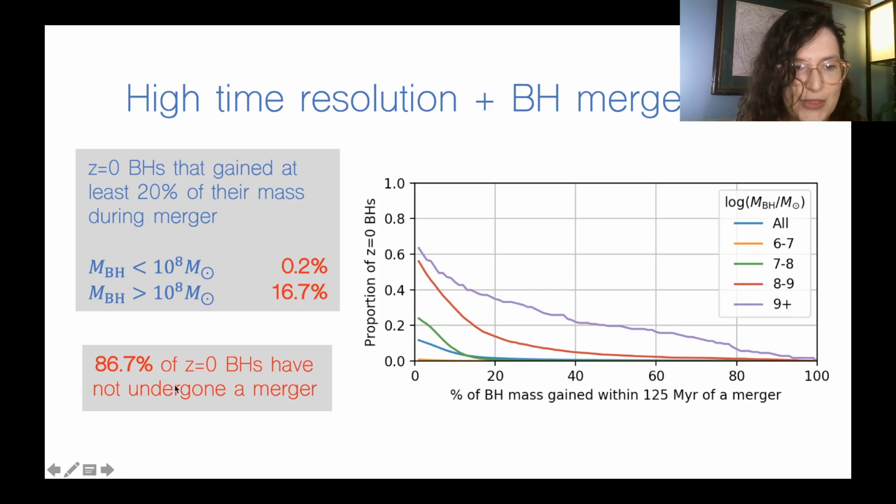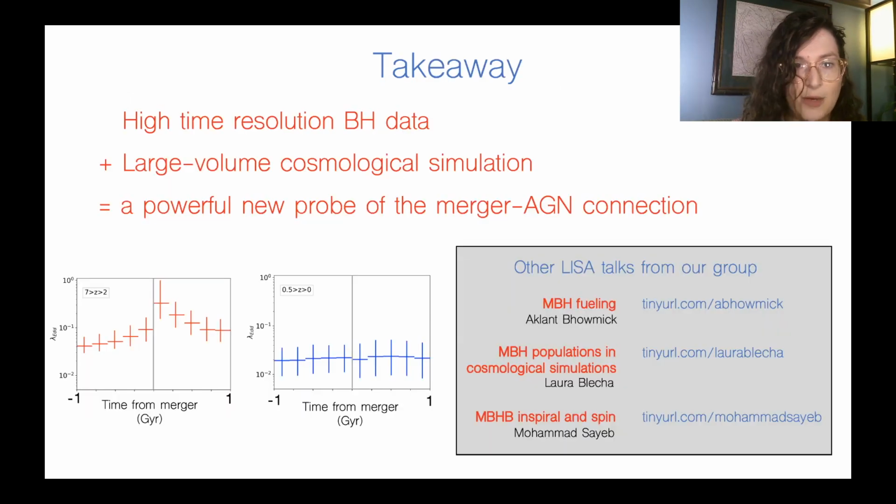Now, it should be pointed out that 86.7% of Z0 black holes have never undergone a major merger in their lifetime. But the one thing that I will say is that even if you control for this, again, very preliminary, if you only look at black holes which have undergone a merger, there's still a difference here where the larger a black hole is, that tends to indicate a more pronounced role of mergers in building the mass of those black holes. So I'm going to go ahead and leave you with my takeaway.